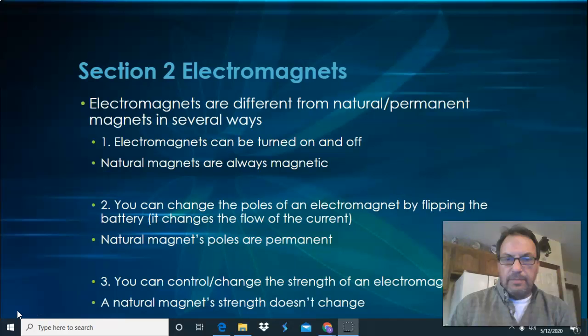And then you can change the poles of an electromagnet by flipping the battery. When you turn the battery over, then the flow is going to go the opposite direction. Natural magnets' poles are permanent, and then you can control or change the strength of an electromagnet, but a natural magnet's strength is not going to change. It's always going to be the same.